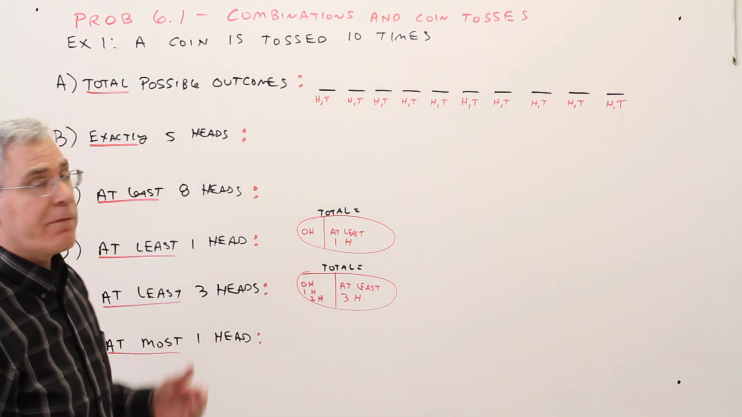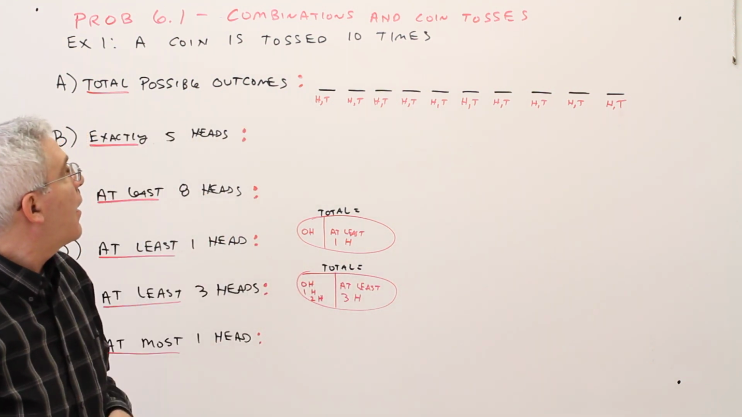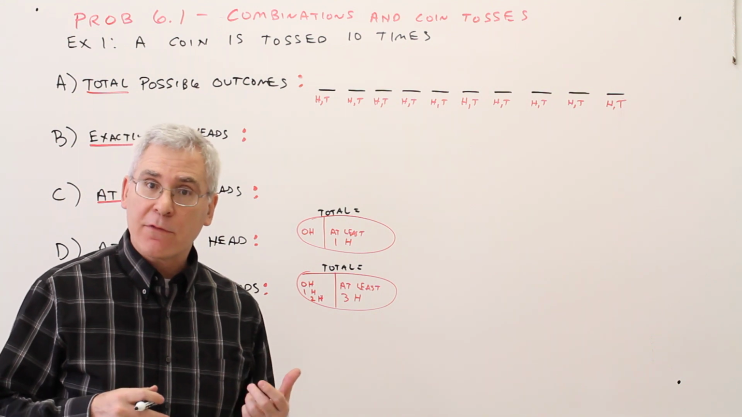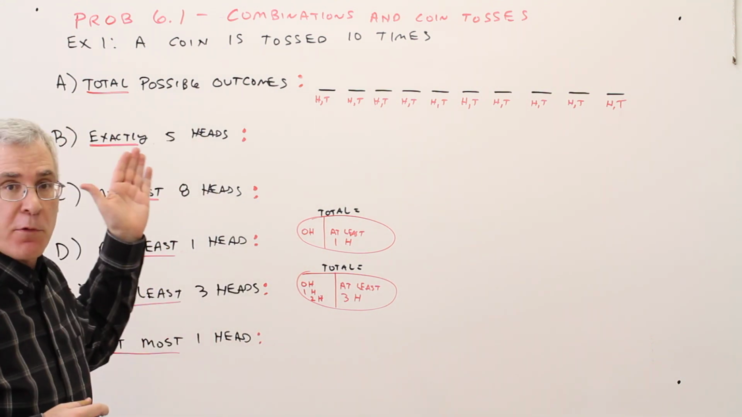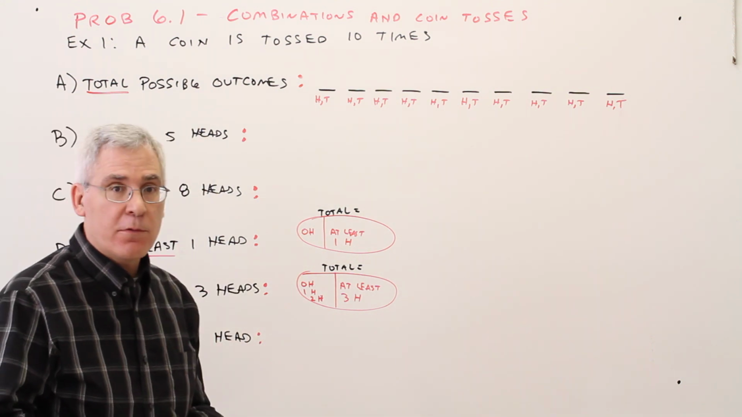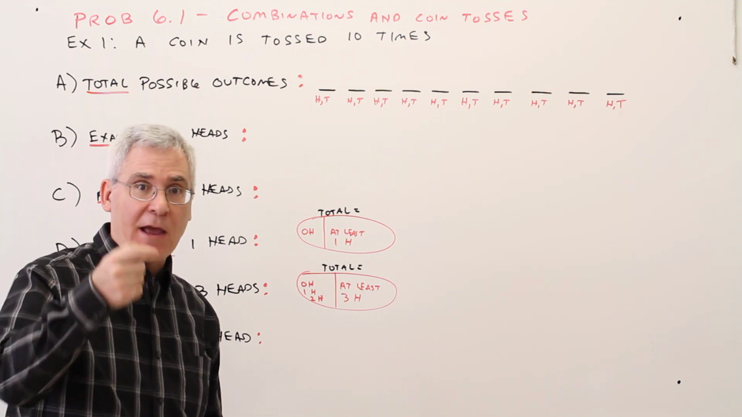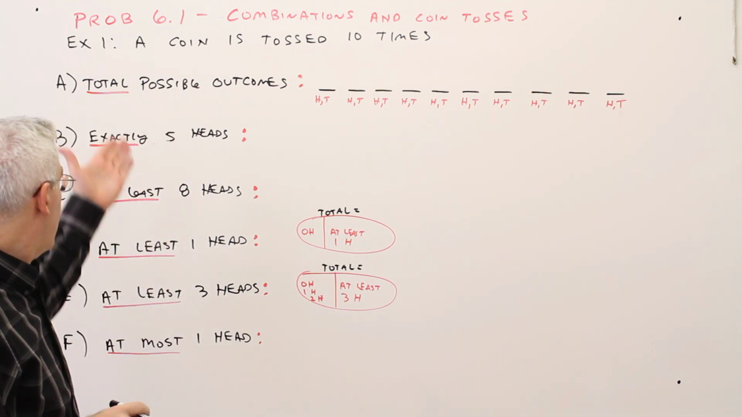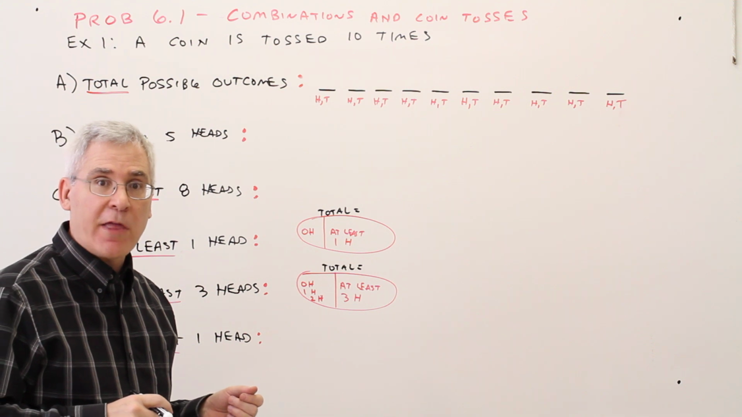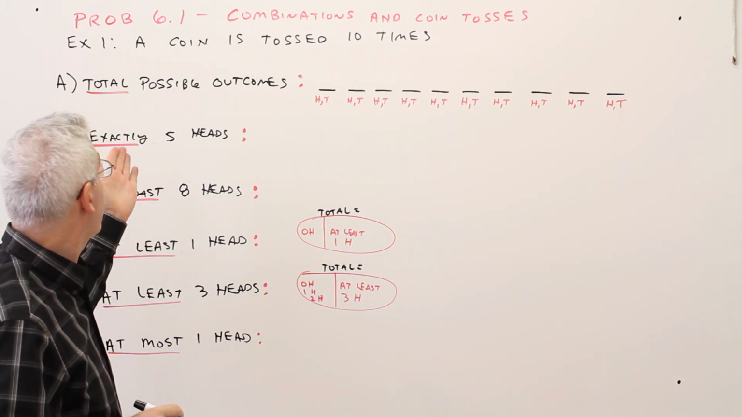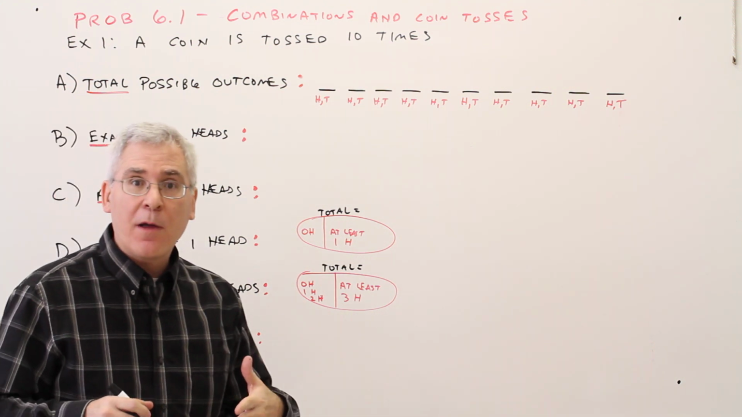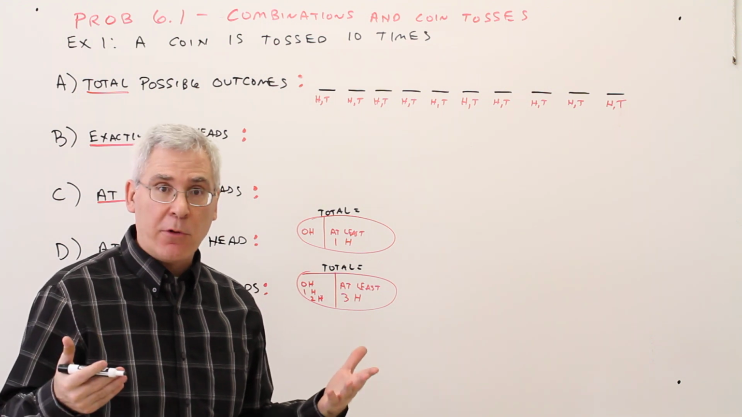Welcome to Probability Video 6.1, combinations and coin tosses. For this example, example 1, you toss a coin 10 times, and then we want to answer all these questions related to that. First, part A: what is the number of total possible outcomes?